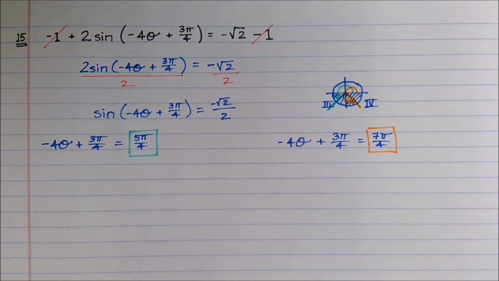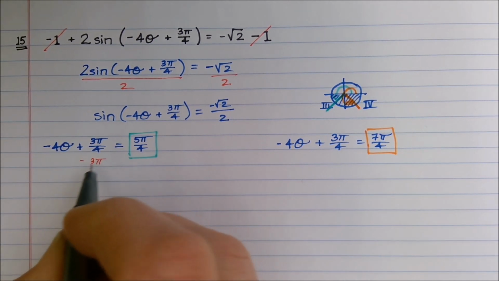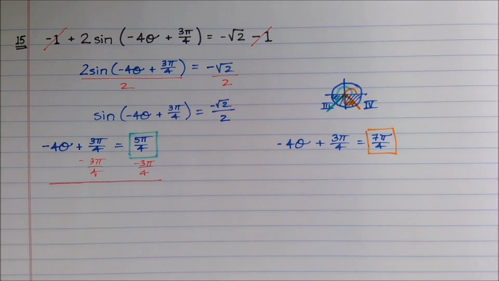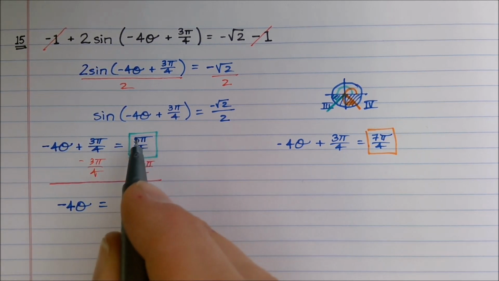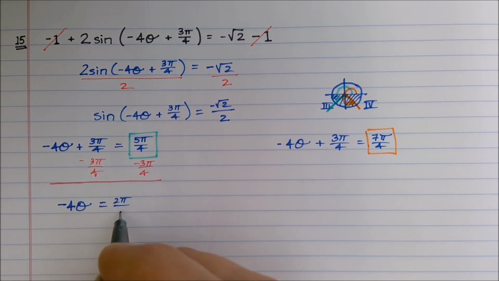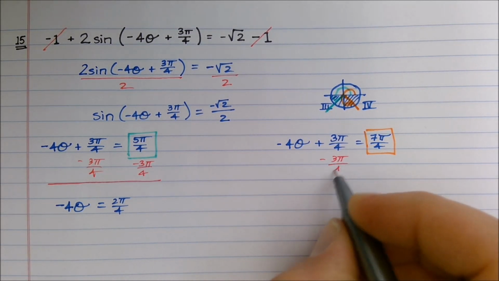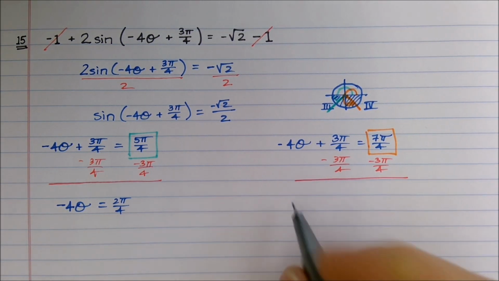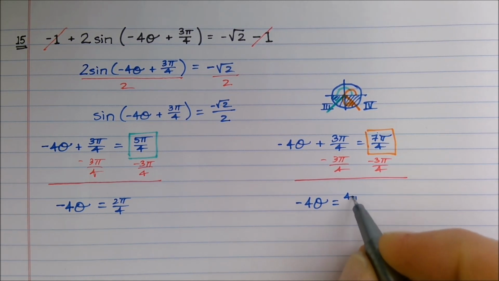We're still trying to solve this, so we're going to isolate that theta. Subtract 3 pi over 4 from both sides. This is back to algebra 1 again. We're just solving an equation at this point. So we've got -4 theta equals, let's see, 5 minus 3 is 2, so 2 pi over 4. Of course, we know that's going to reduce. I'm going to do the same thing over here, subtract 3 pi over 4 from both sides, and I end up with -4 theta equals 7 minus 3 is 4, so 4 pi over 4.